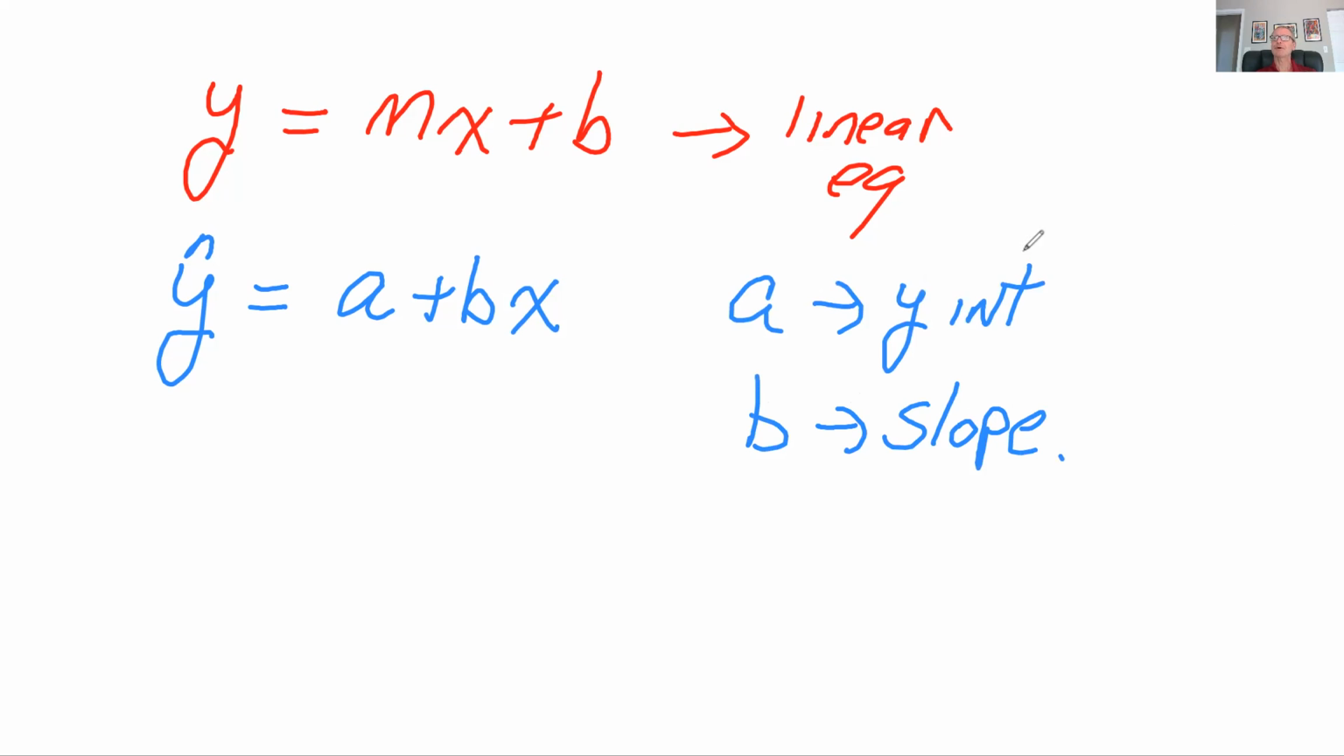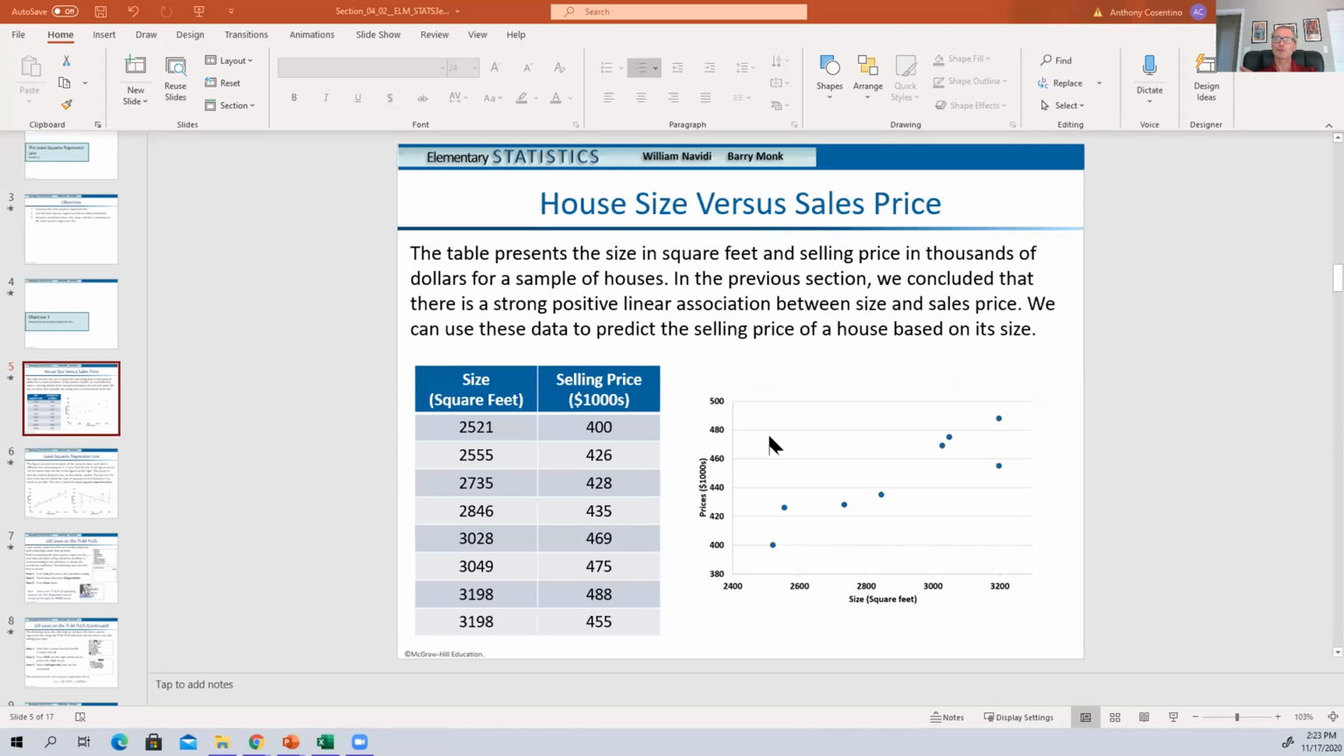Okay, let's take a look at how technology will help us with this. Again, we're going to use the housing data that we had in the first, where we introduced the scatter plot. And here's the scatter plot. Again, you can see we have a strong positive linear slope, which makes sense with regards to, the bigger the house, the more it should sell for, right?